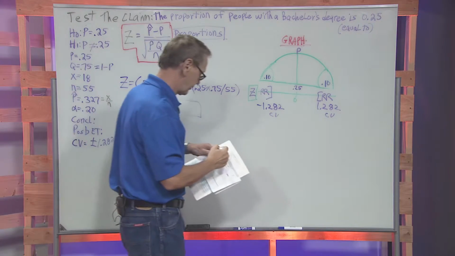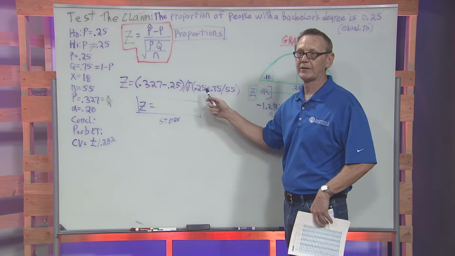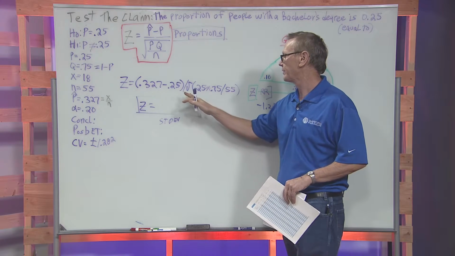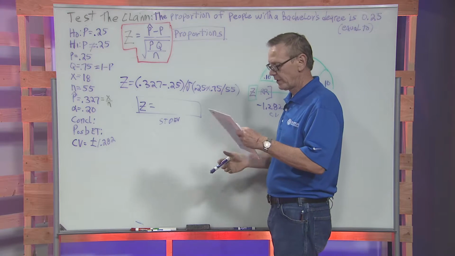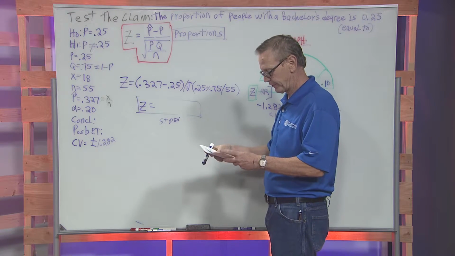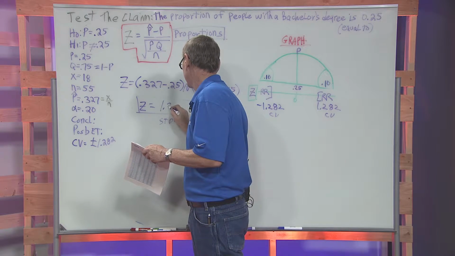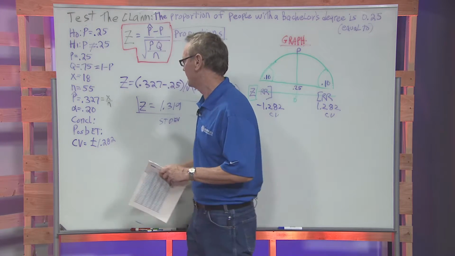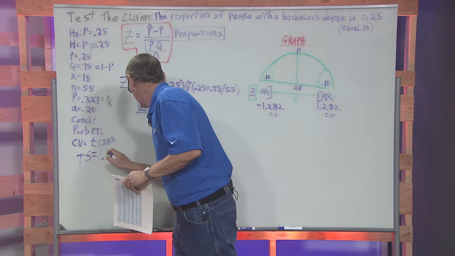Okay, so let's see. P cap minus P, divided by the radical of PQ divided by N, all under a single radical, parenthesis front and back. Okay, let's see. That gives us a result of positive 3.19. Let's see. We'll just put that down here. Again, I like to have a list.